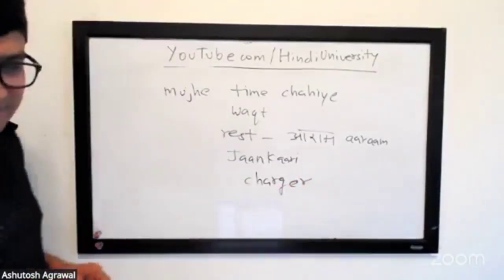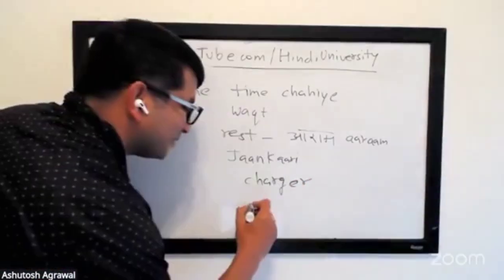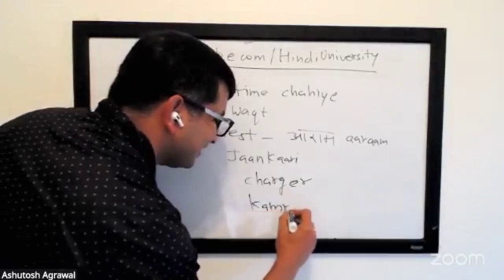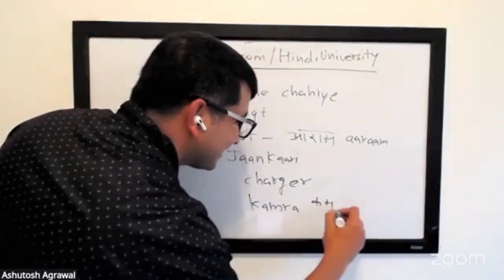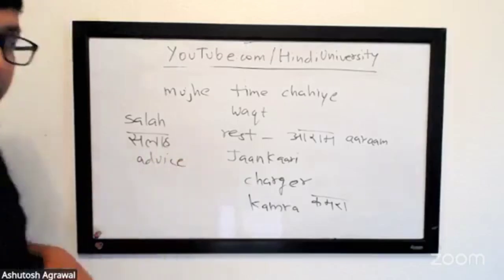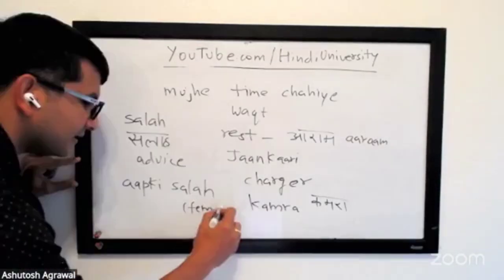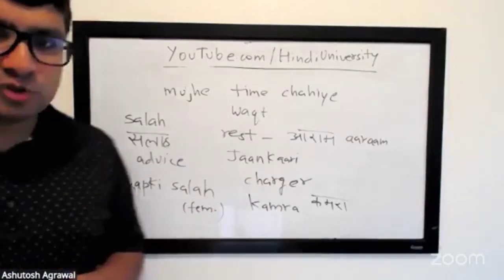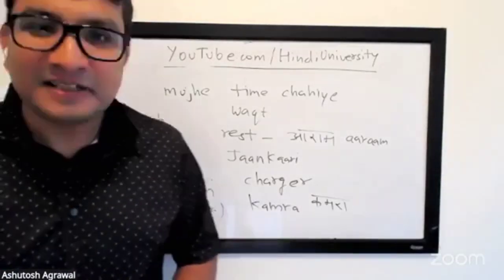So मुझे चार्जर चाहिए, okay? Or you need a room. मुझे कमरा चाहिए. See, you're doing it. कमरा चाहिए. मुझे कमरा चाहिए. Okay? You want to say I need your advice. That's why it's "your" advice. मुझे आपकी सलाह चाहिए. मुझे कलम चाहिए.